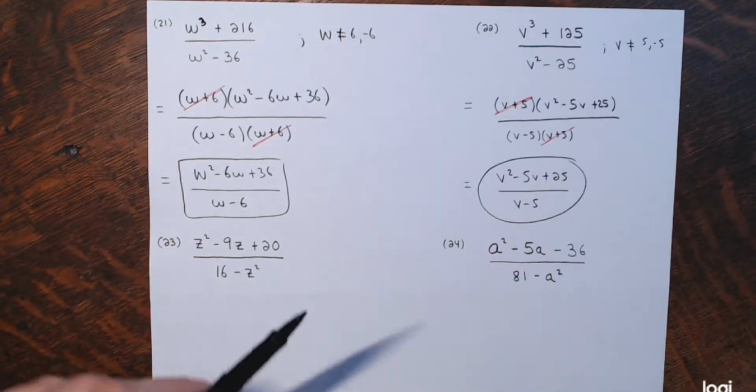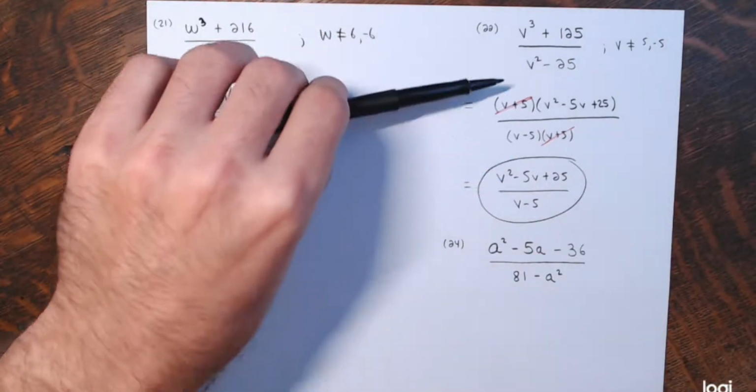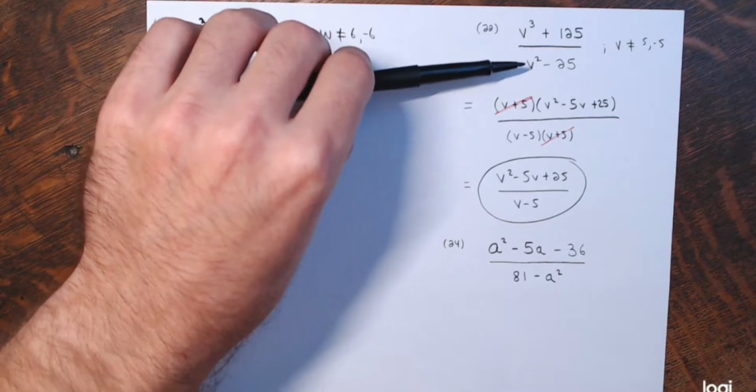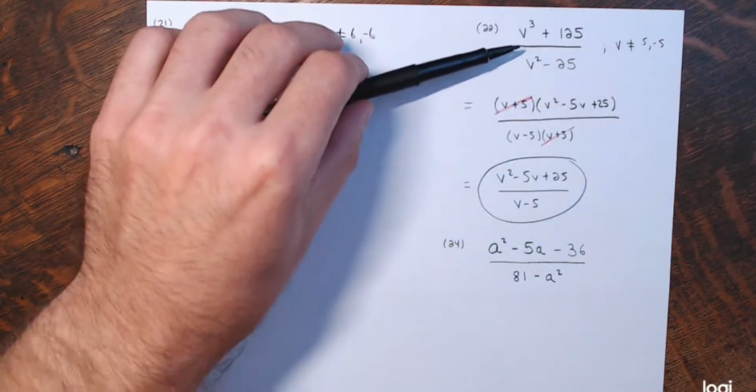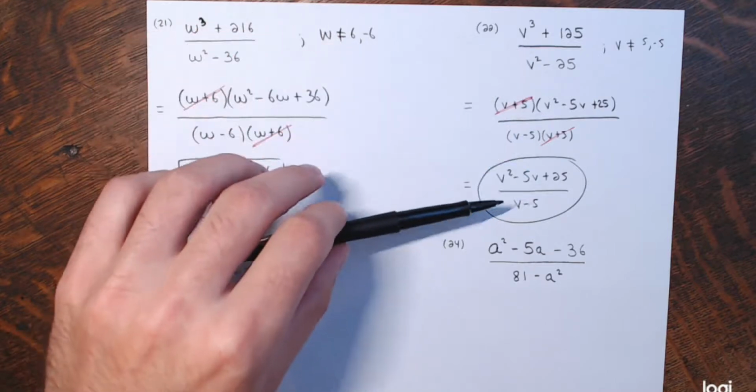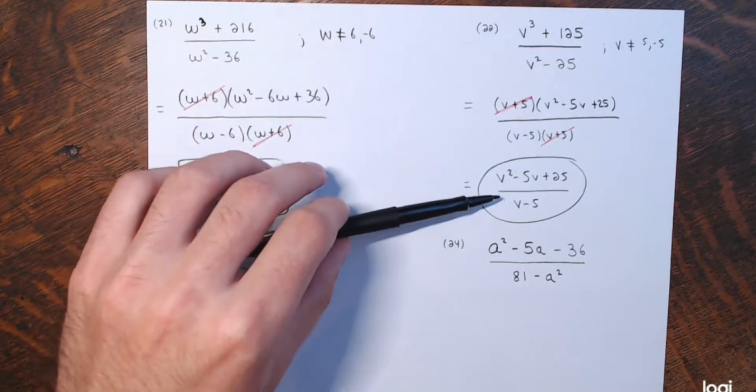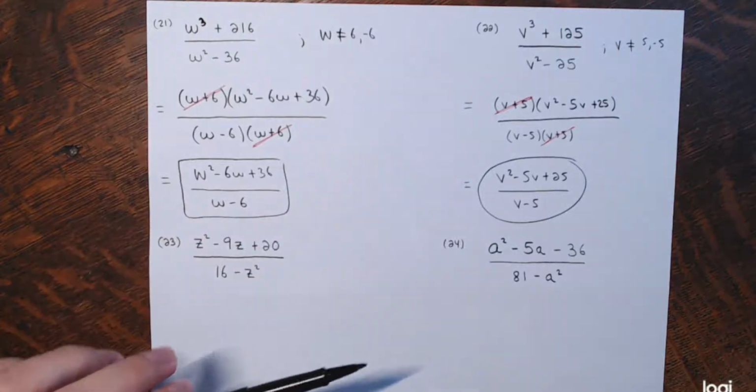And once again, test it out. Replace v with any number you want except 5 or negative 5, and the value of the original fraction should be exactly the same as the value of the simplified fraction when you replace v with the same number.